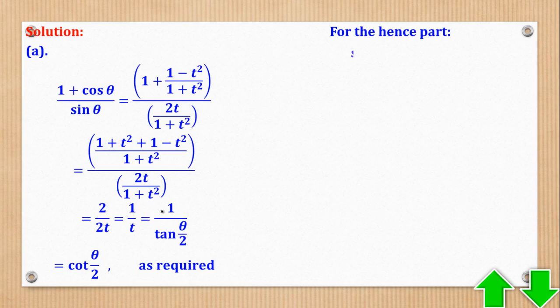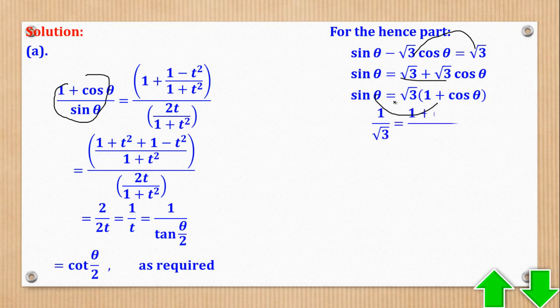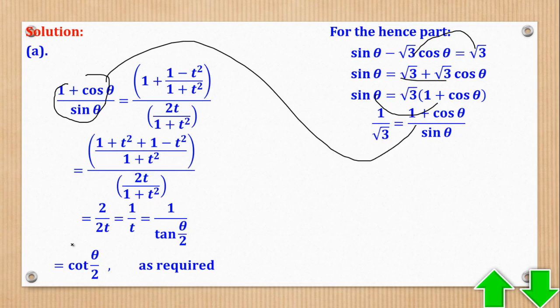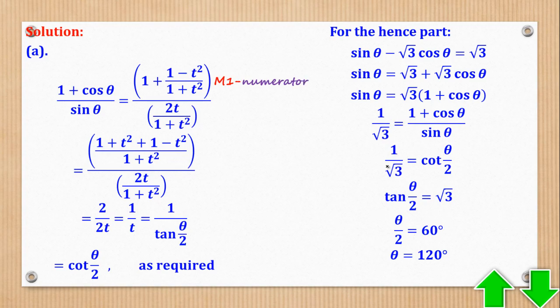Then for the hence part, they give you that equation. I have to rearrange and get something like this. So I'm going to take this one this side to give you this, factorize out root 3 and then divide. So I've got something like this. So I'm going to replace it with this here. So replace, giving you tan theta over 2 as root 3. Therefore, theta over 2 is 60 and theta is 120. And that's what they wanted.